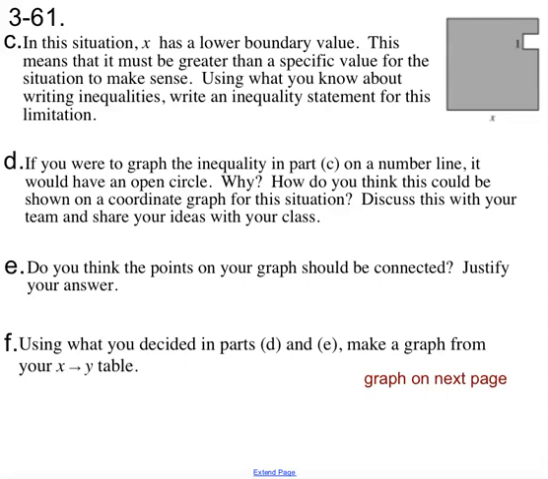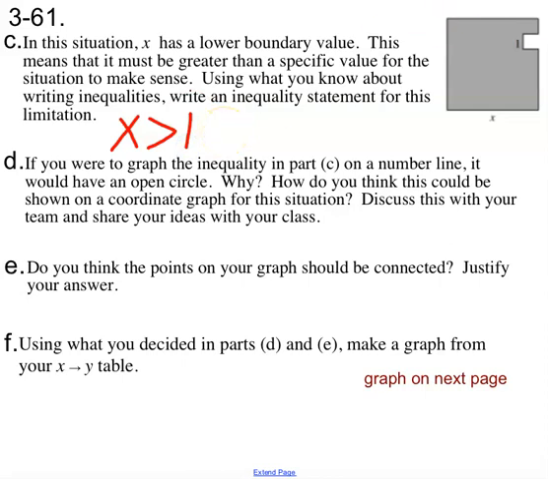It says C, in this situation, x has a lower boundary value. This means that it must be greater than a specific value for the situation to make sense. Using what you know about writing inequalities, write an inequality statement for this limitation. So we talked about what x can be. We know it can't be a negative. And all we know for sure is it can't be a 1, so it's got to be greater than 1. So if I was going to write this, it would simply look like this. x has got to be greater than 1.